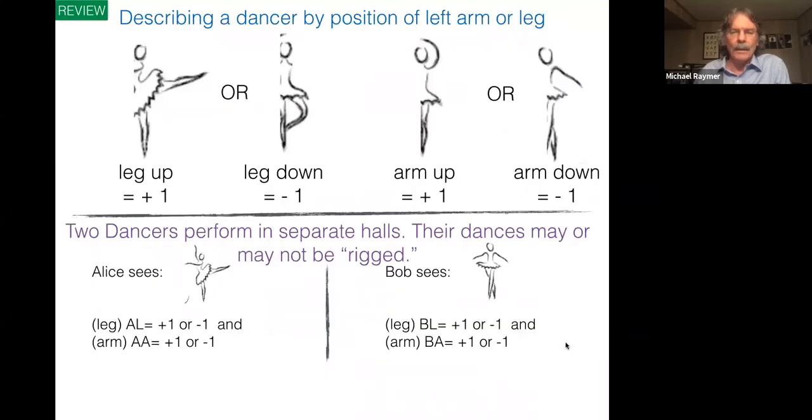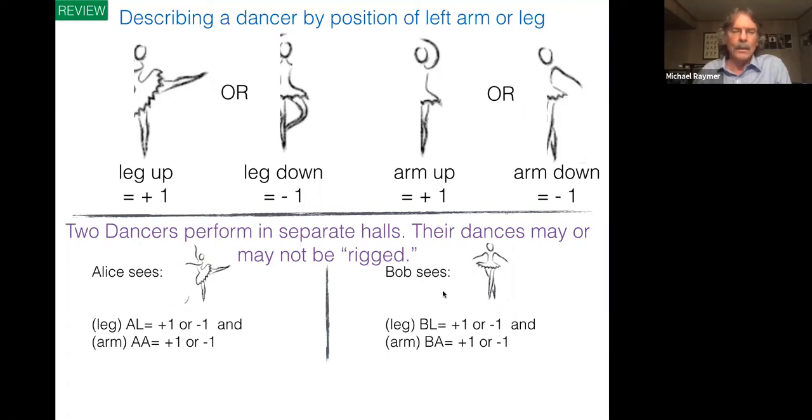Okay, now we talked about the classical model, which I defined in terms of 2 dancers. The two dancers perform in separate halls, and Alice observes one of them and records the leg position that she sees, A_L, which she denotes plus or minus 1. And she also records the arm position. Alice sees the arm plus or minus 1. Bob does the same thing. Bob sees the dancer's leg, and Bob sees the dancer's arm.